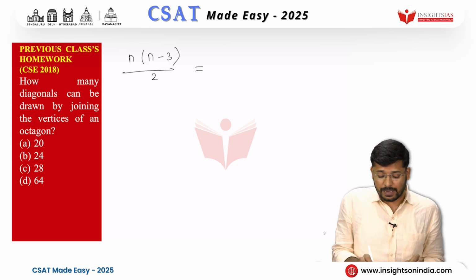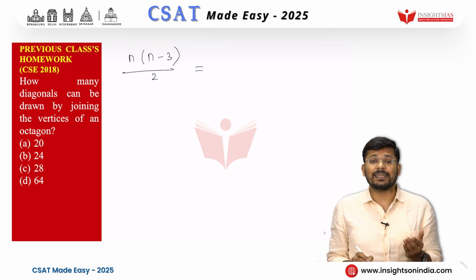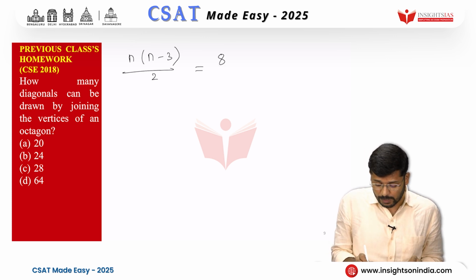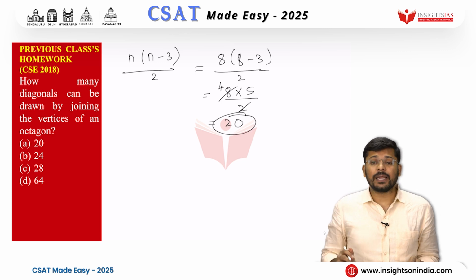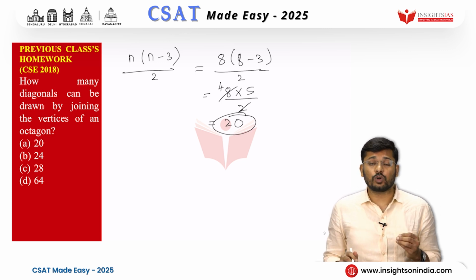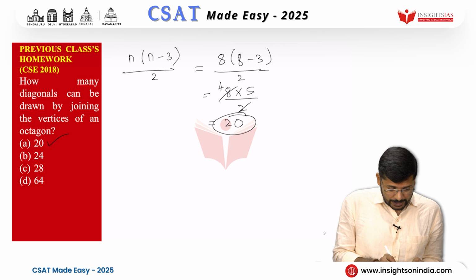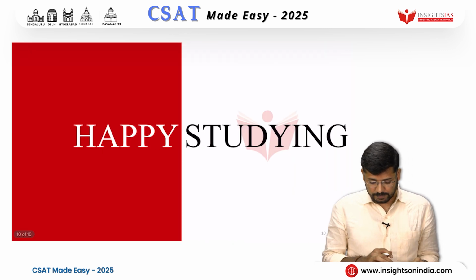Okay. And an octagon, how many sides does it have? As I told you, an octagon has 8 sides. We will substitute the value of 8 in here. So 8 into 8 minus 3 divided by 2. So it would be 8 into 5 divided by 2. 2 divides 8. 2 4s are 8. 4 into 5 would be 20. So how many diagonals can an octagon have? The answer is 20, option A.